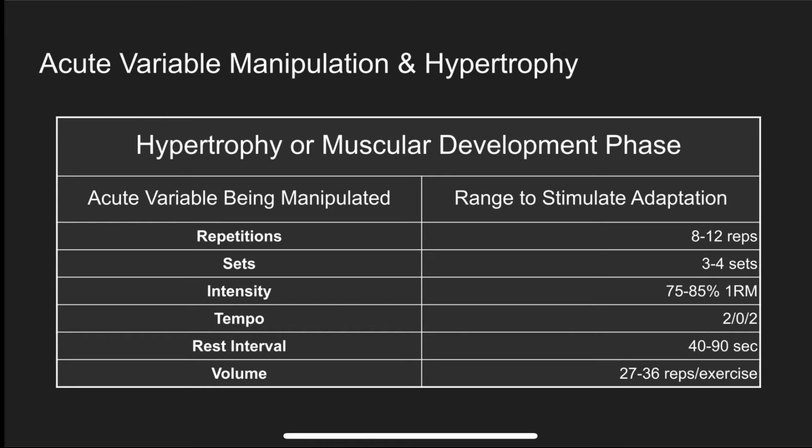There are several different variables that can be manipulated to stimulate hypertrophy during strength training. These variables that can be manipulated include repetitions, sets, intensity, tempo, rest interval, and volume.